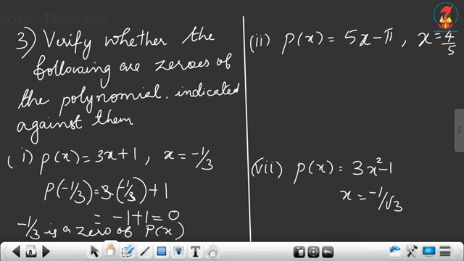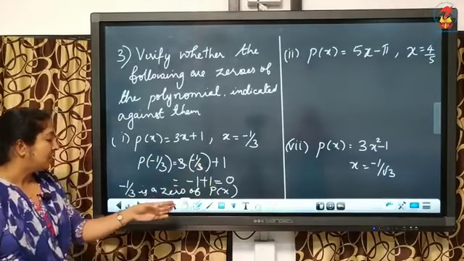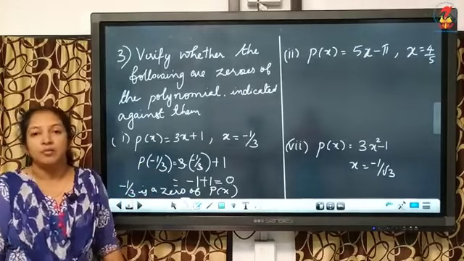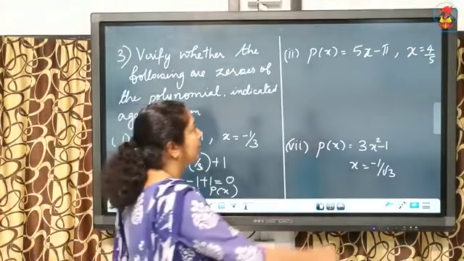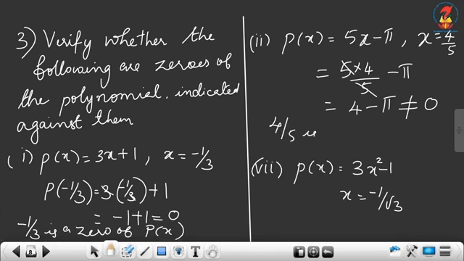So, what we have done is we have replaced x by minus 1 by 3 and we got the answer as 0. So, what we can say is minus 1 by 3 is a 0 of the given polynomial p of x. Next is p of x is equal to 5x minus pi, equal to 5 into 4 by 5 minus pi. We have to replace x by 4 by 5. 5 and 5 will be cancelled, 4 minus pi, it is not equal to 0. So, what we can say is 4 by 5 is not a 0 of p of x.